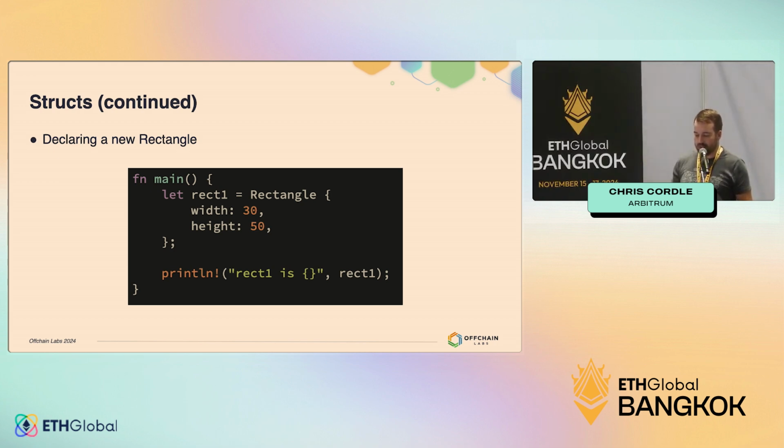This is just an example of declaring a rectangle. There are multiple ways to do this, but this is one of the default ways to declare a rectangle and instantiate it.